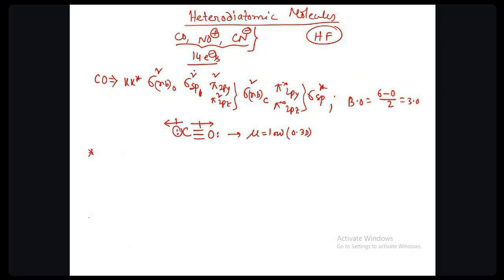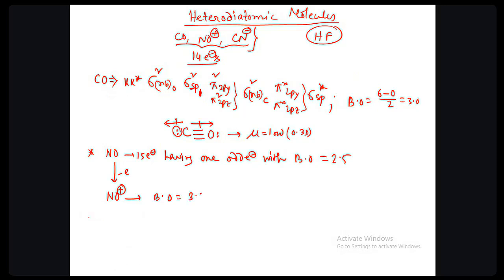Now NO is similar. If you go to NO, that is 15 electrons, having one odd electron, with bond order 2.5. When NO loses one electron to become NO plus, now the bond order becomes 3.0. That's why NO easily goes to NO plus, and the structure is similar.